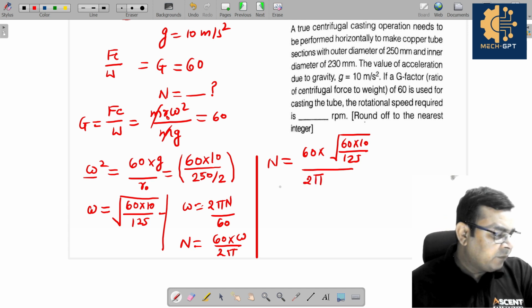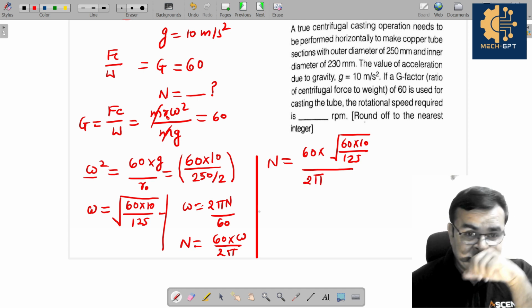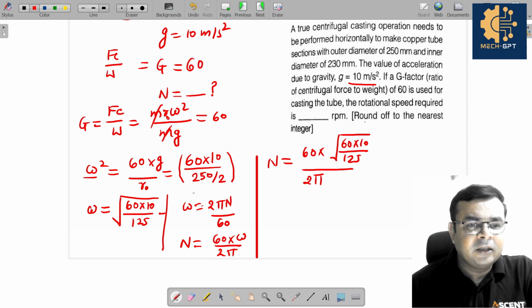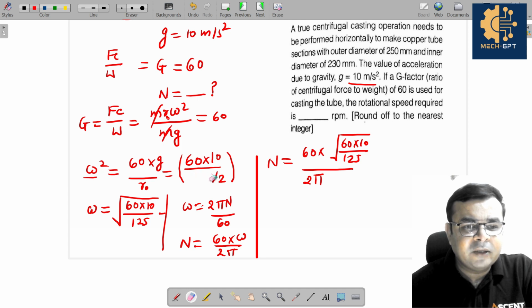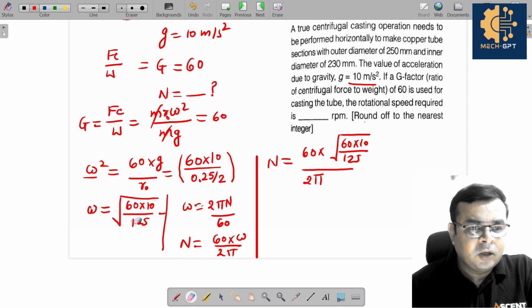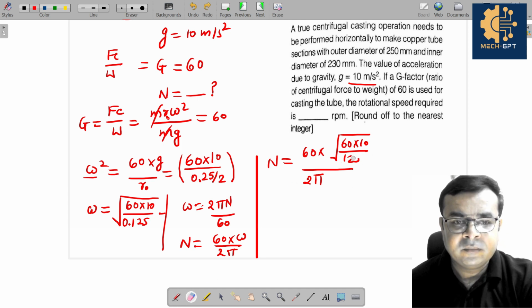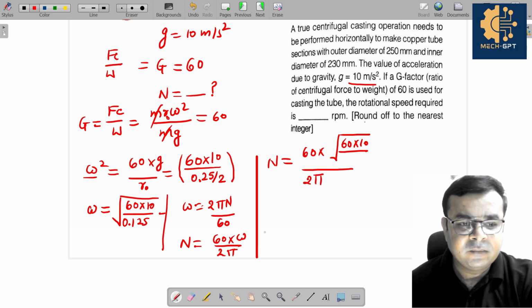And after simplifying this, one more thing: you can see g is given as 10 meter per second square. So we need to put the radius in meters. Instead of writing 250 by 2, can I write 0.25 by 2, correct? Or simply 0.125. So make sure of the correct unit. This is 0.125.